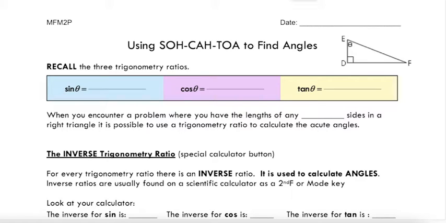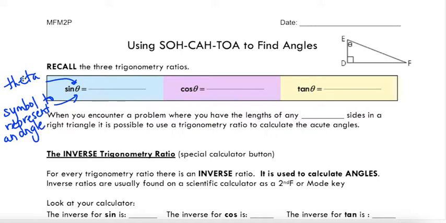Using SOHCAHTOA to find angles. So let's recall the three trigonometry ratios. It's the sine of theta, or sine of an angle. So this is a Greek letter that's called theta, and it's just a symbol that's used to represent an angle. So sine of an angle is the opposite side over the hypotenuse.